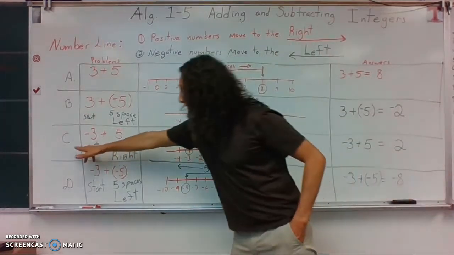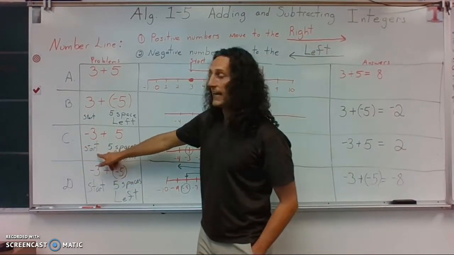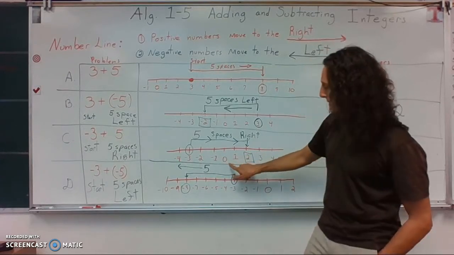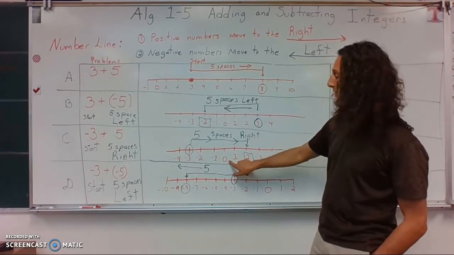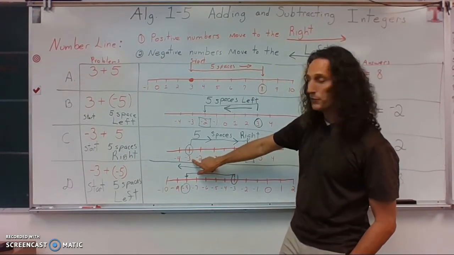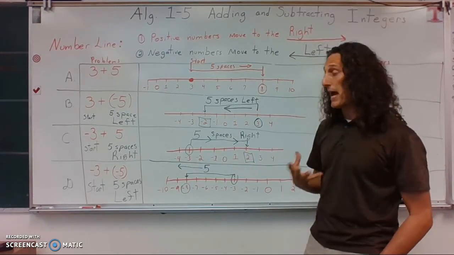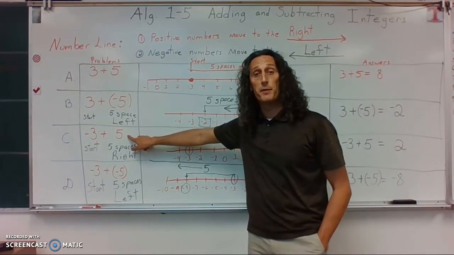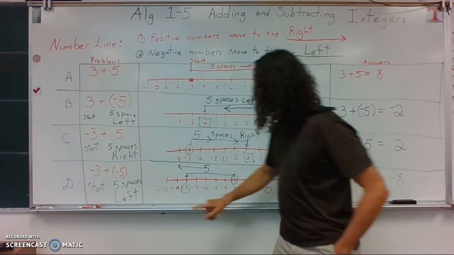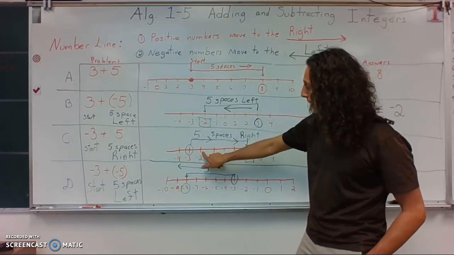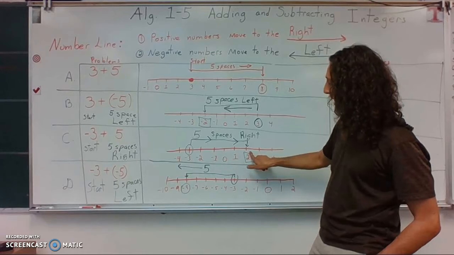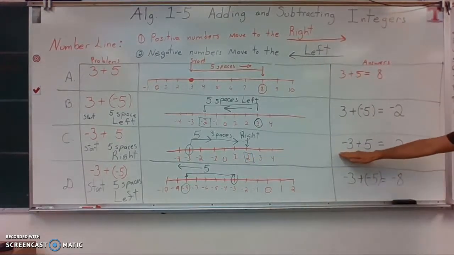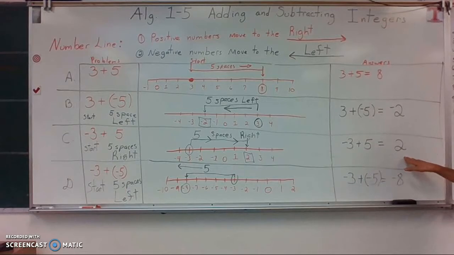On letter C, now we're starting at negative 3. So I kind of changed my number line to have the zeros a little bit more in the center, but I'm starting at negative 3. But what am I adding to it? I'm adding a positive 5, which means move 5 spaces to the right. So again, we skip count. 1, 2, 3, 4, 5. I end up on a positive 2, hence negative 3 plus 5 is positive 2.